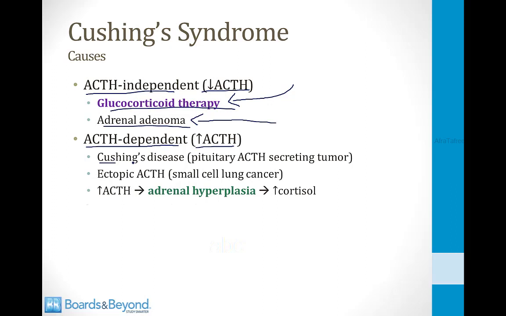ACTH-dependent causes include Cushing's disease, where there is a pituitary tumor secreting ACTH, or an ectopic source of ACTH, such as small cell lung cancer. Small cell lung cancer is a classic cause of ectopic ACTH production. In both of these situations, the ACTH level is high, the adrenal gland becomes stimulated, and it develops hyperplasia and grows in size, and this leads to increased cortisol production.